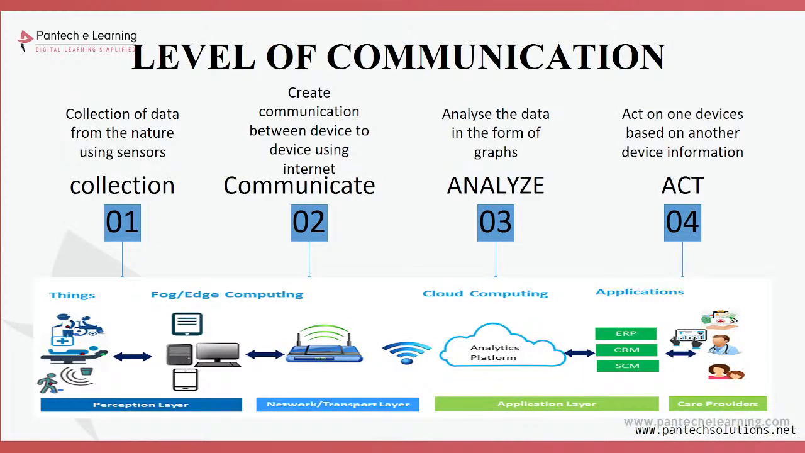So here you can see some levels of communication. Collection of data: collect, communicate, analyze, act. For collection, the sensor has to collect data from nature. And communication between two devices is based on the internet.